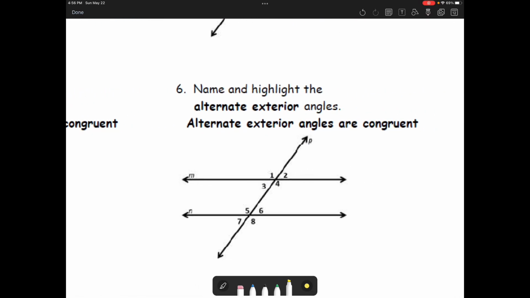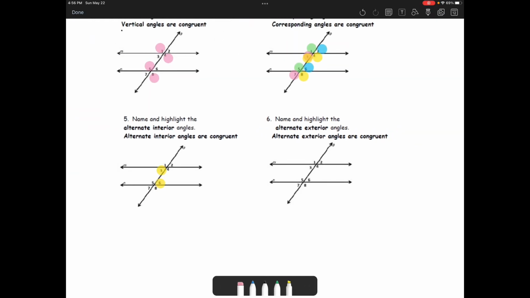Alternate exterior angles would be like, exterior angle would be on the outside, so that would be like 1. 1 and 8 would be alternate exterior angles. So 1 and 8 are congruent.